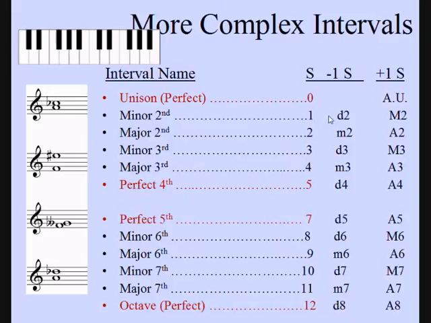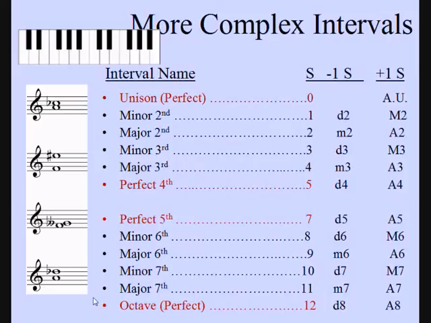It's a second that has lost one semitone to become a 0 semitone second. That's going to be a diminished second. 1 minus 1 is 0.